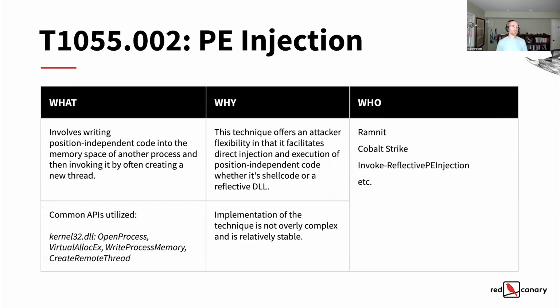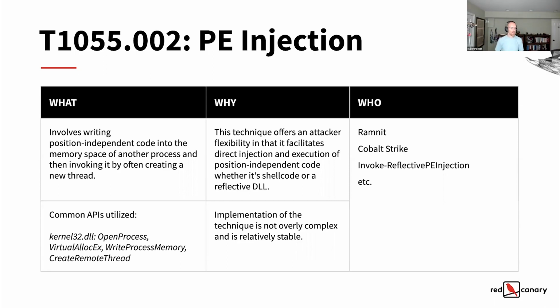Okay, so what is PE injection? Broadly speaking, PE injection involves writing position-independent code. And when I refer to position-independent code, I'm referring to either shellcode or a self-loading DLL, also referred to as a reflectively loaded DLL, one that has a little position-independent loader stub that can load itself in memory. So the ability to inject that into another process and then invoking it by spawning a new thread.